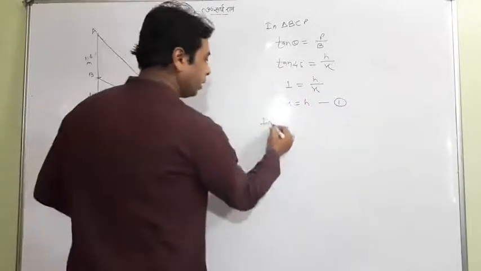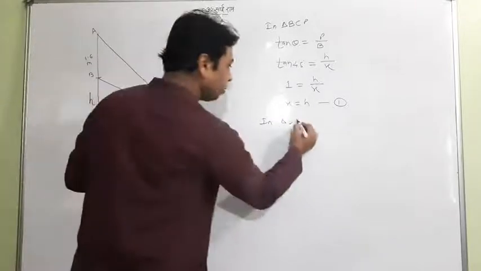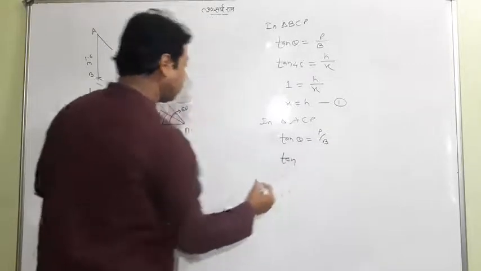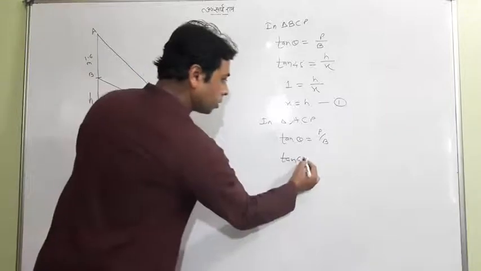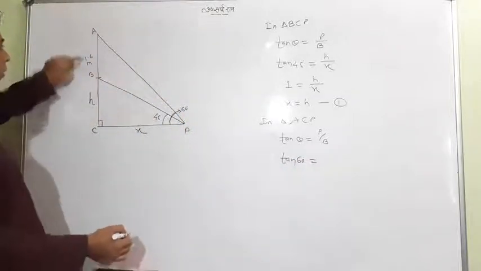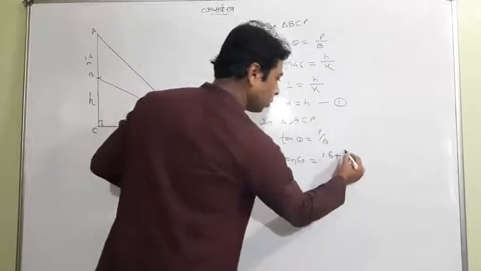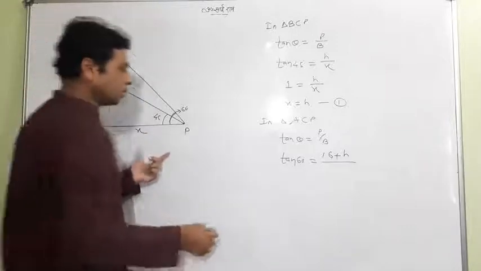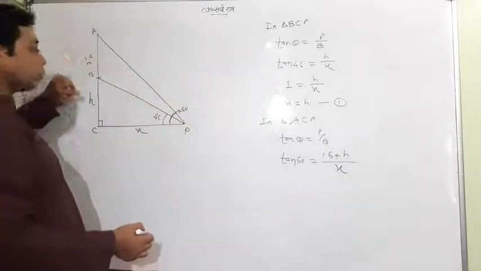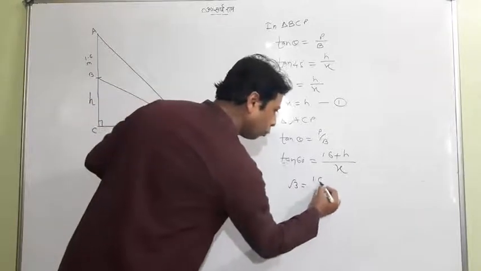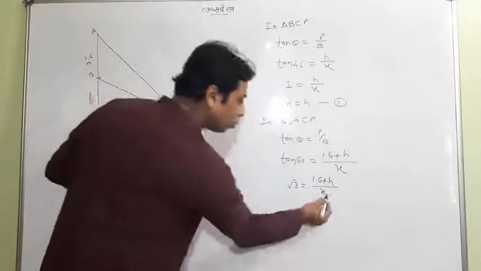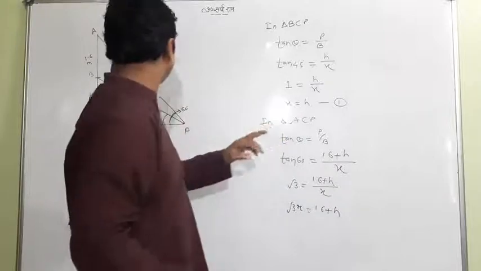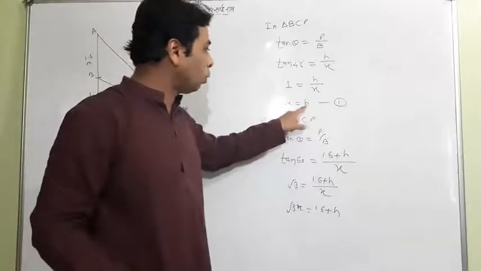Now I'll take the second triangle ACP, and go with tan theta, perpendicular upon base. Theta this time is 60, and the perpendicular is this whole 1.6 plus H, upon the base which is again x. Look, P is 1.6 plus H. Now tan 60 is root 3, so root 3 equals 1.6 plus H upon x. Transfer here, so root 3 x is equal to 1.6 plus H. Put the value of what you want to find, H, now. So we put x equal to H.